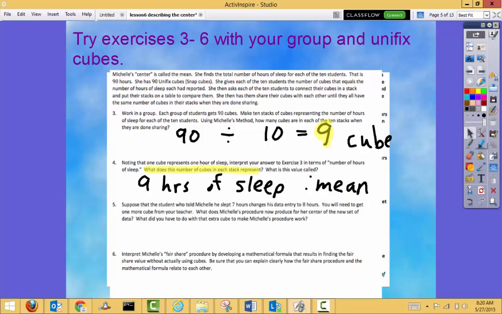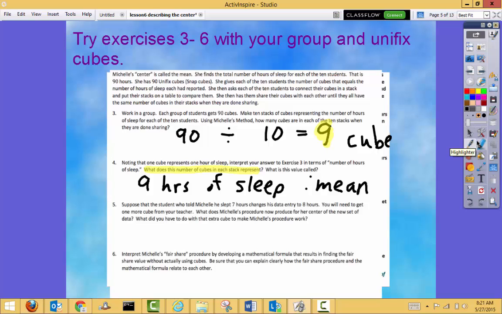All right. Suppose that the student who told Michelle he slept 7 hours changes his data entry to 8 hours. You'll need to get one more cube from your teacher. What does Michelle's procedure now produce for her center of the new set of data? What would you do with the extra cube to make Michelle's procedure work?